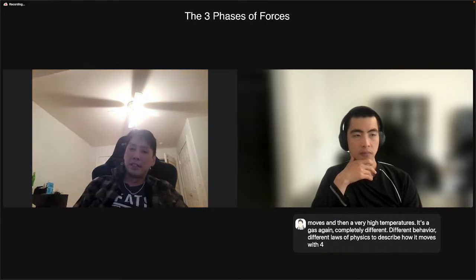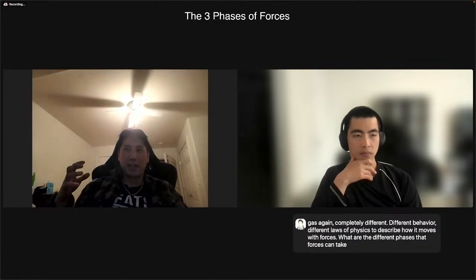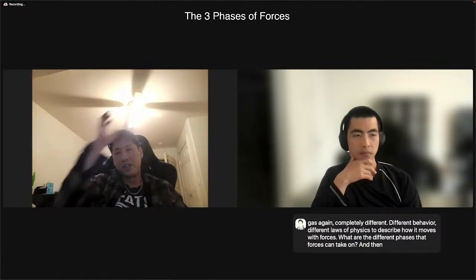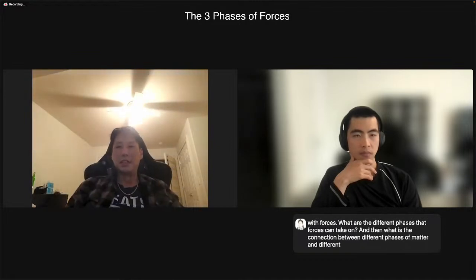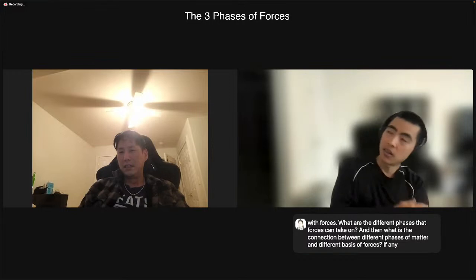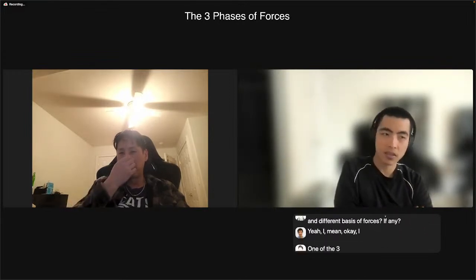With forces, what are the different phases that forces can take on? And what is the connection between different phases of matter and different phases of forces, if any? So what are the phases of forces?